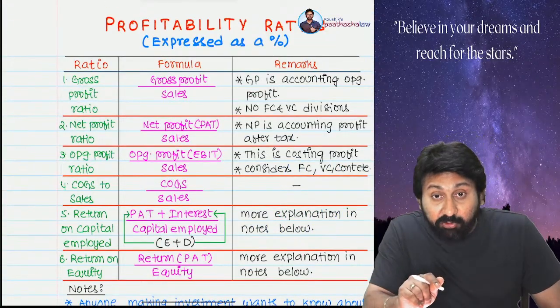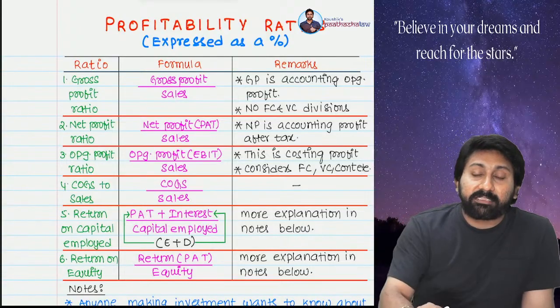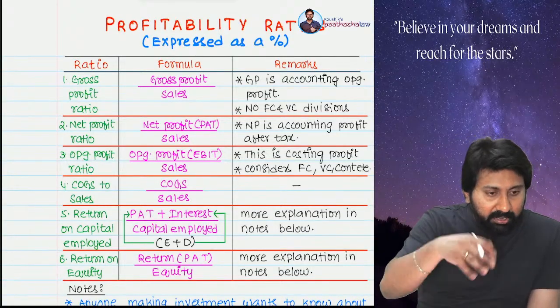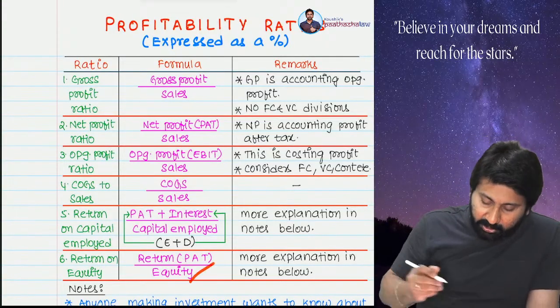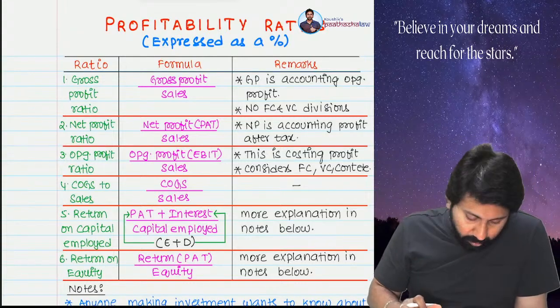So there is another question called return on total assets. Return on total assets means return divided by total assets. Total means fixed assets and current assets put together. Return on total assets, that also will be considered.